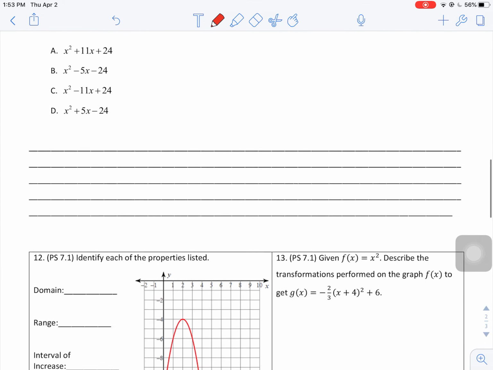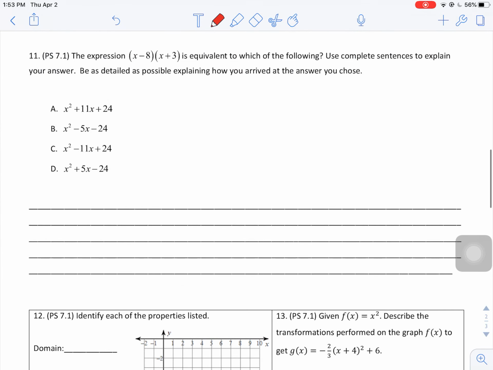All right, almost there. It's kind of a long formative. Number 11. The expression x minus 8 times x plus 3 is equivalent to which of the following? Use complete sentences to explain your answer. Be as detailed as possible explaining how you arrived at the answer you chose. So there's a lot of different ways to think about this.